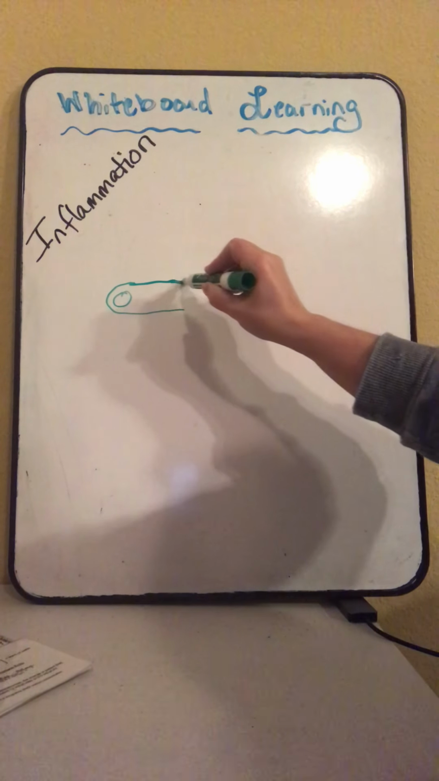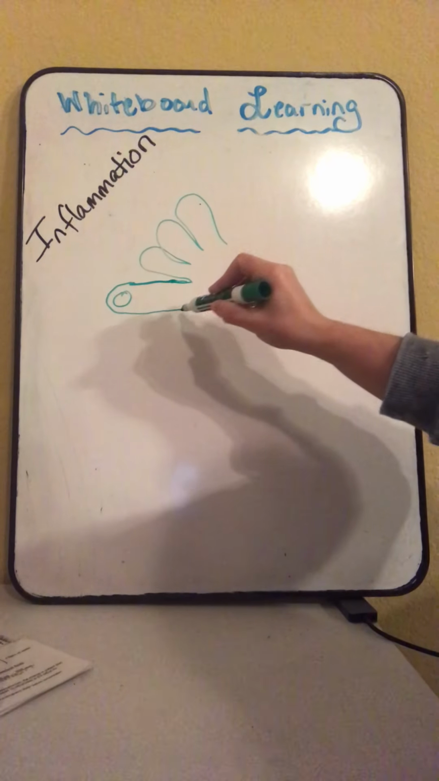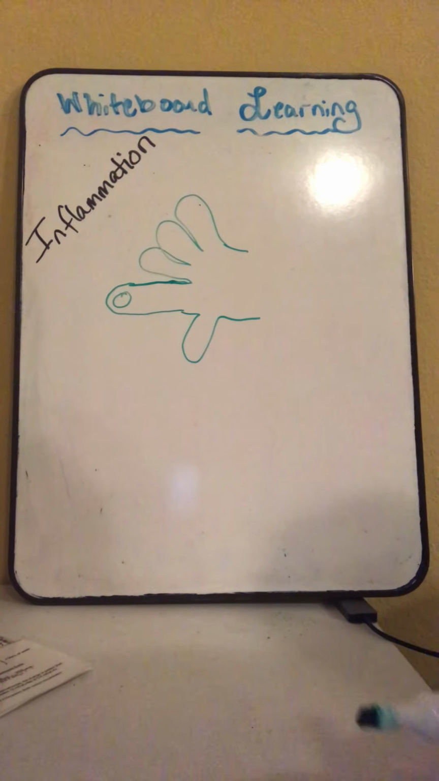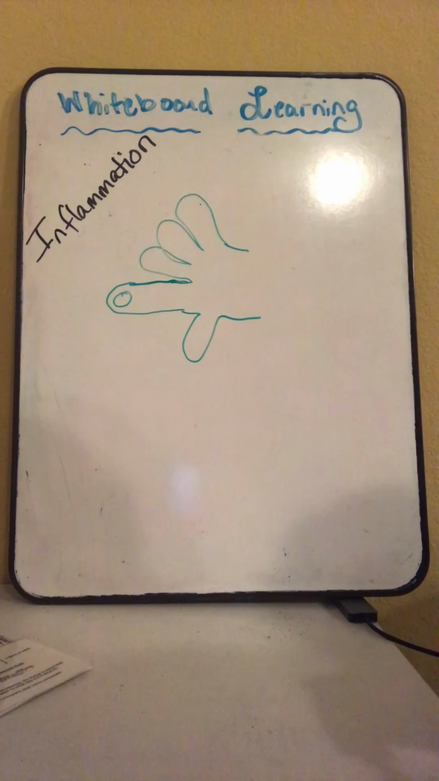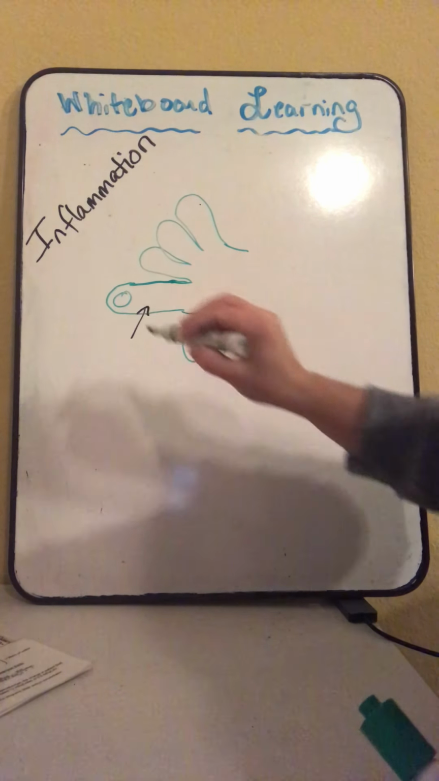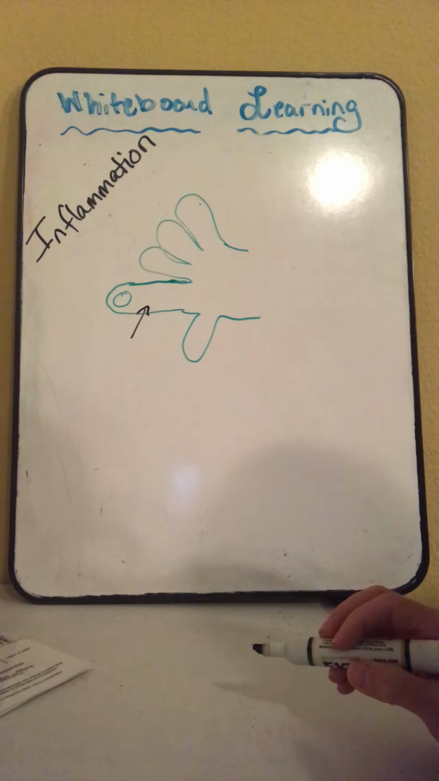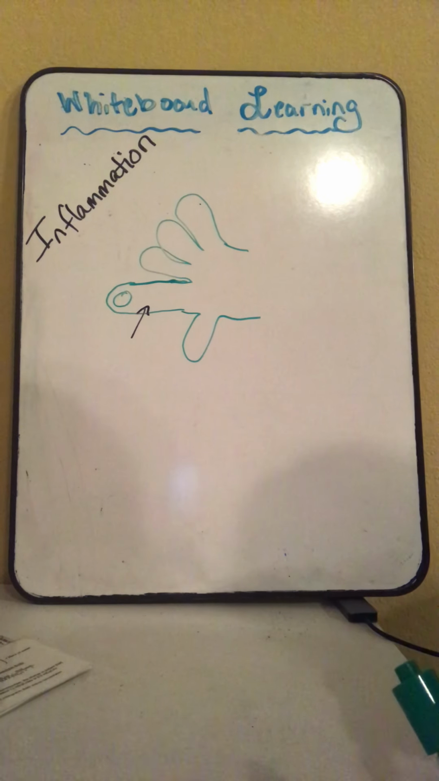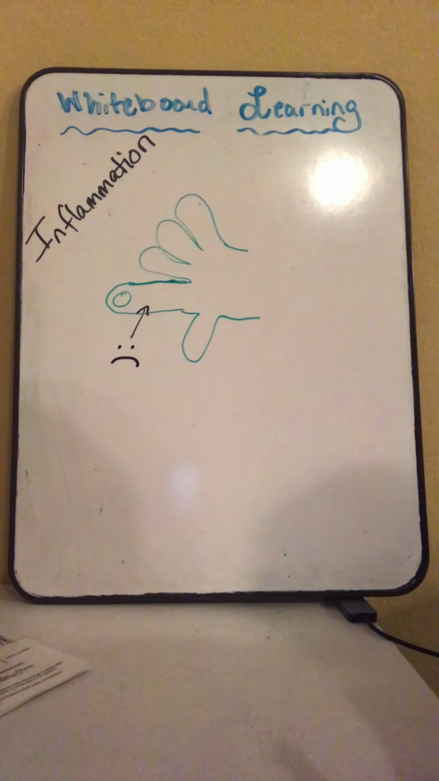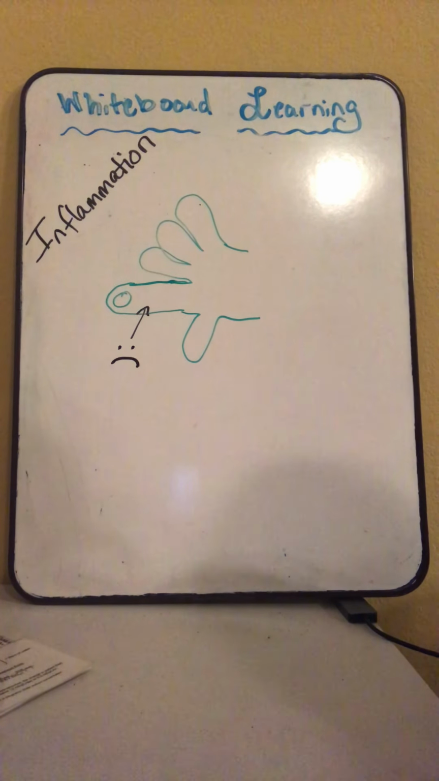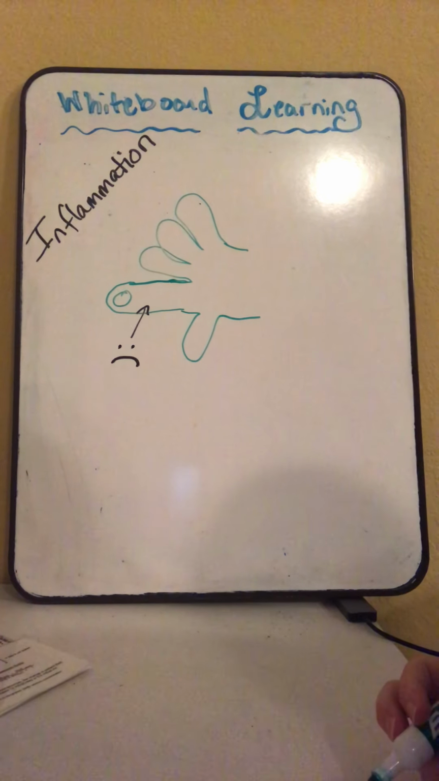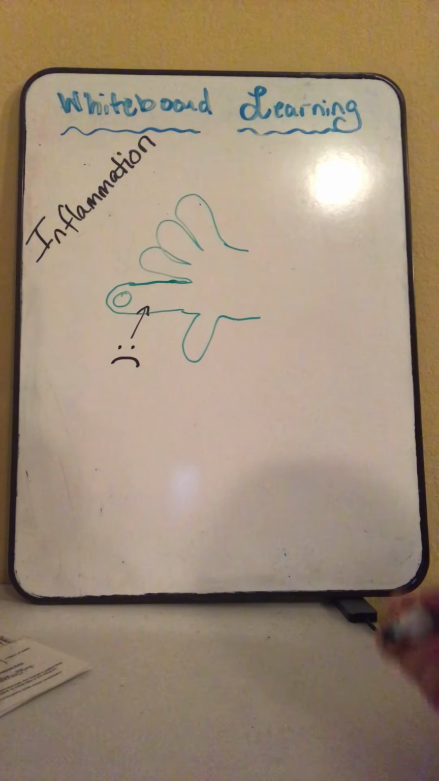So here is your finger, and here's your other fingers, and your thumb. Very bad drawing, of course, if you know me. And then something happens to your finger. Let's say it's a bee sting, a trauma, a cut, a burn. Whatever it is, some bad thing has happened to your finger in that spot. And what the Greeks and Romans, thousands of years ago, realized is that there are some specific things that happen to the area that gets hurt.